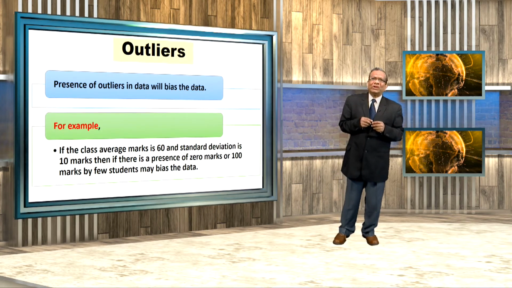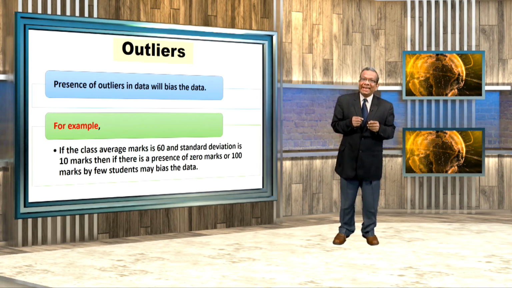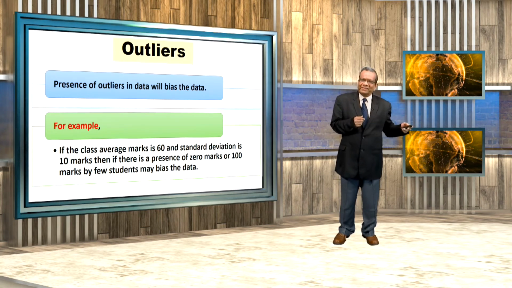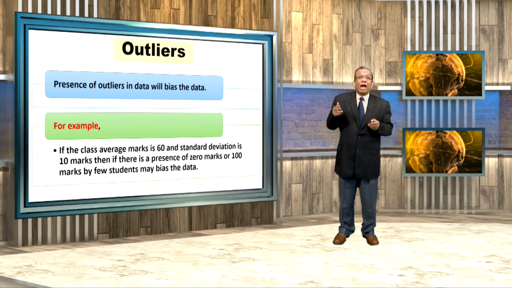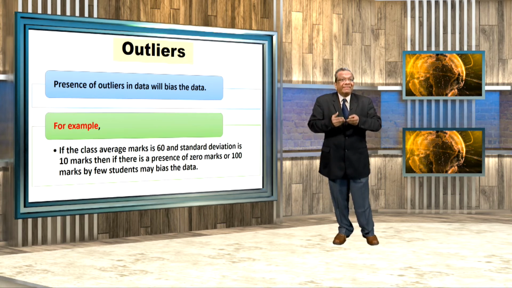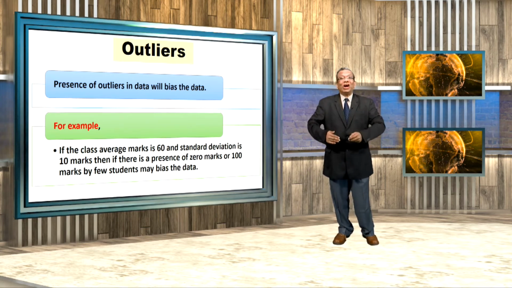Presence of outliers in data will bias the data. For example, if the class average marks is 60 and standard deviation is 10 marks, then the presence of 0 marks for some students, 3 to 4 students, or 100 marks for a few students, may bias the data because it is not representative of the complete data. It is ideal to remove those outliers and then redo our research.